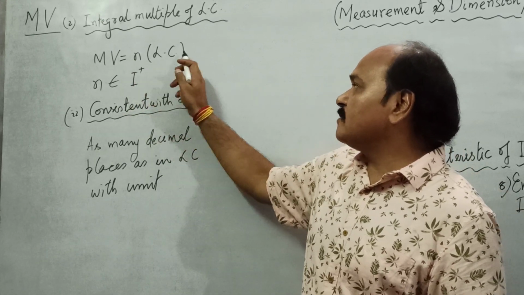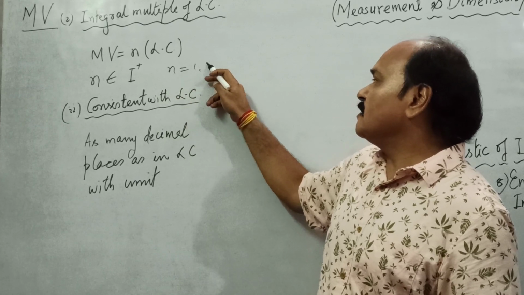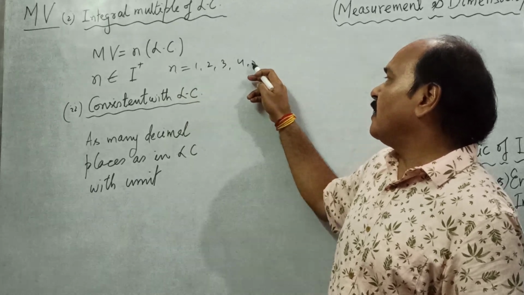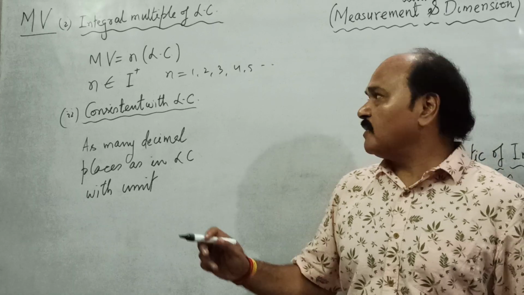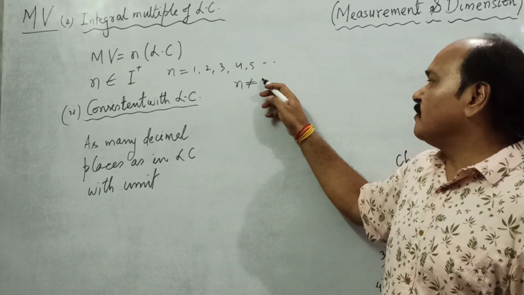Measured value is n times the least count. What is this n? This n is an integer. This n is going to be 1, 2, 3, 4, 5 and so on. We can never have n as 1.5.